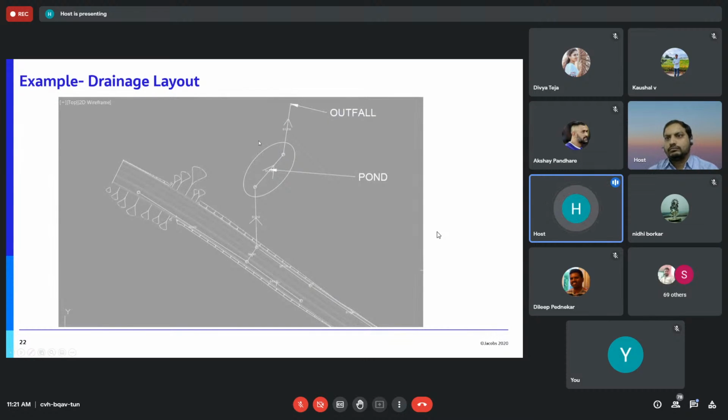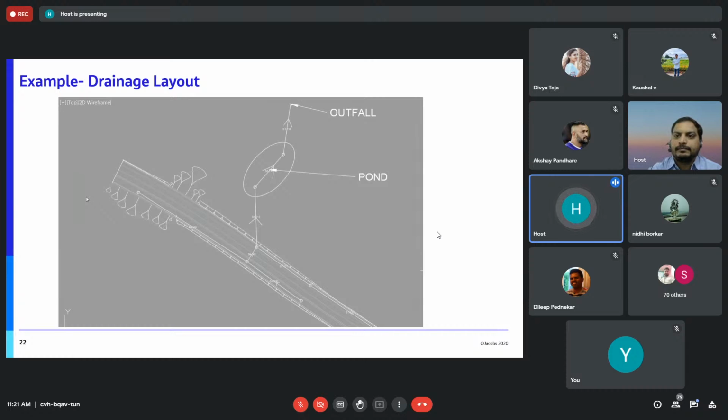So this is a typical layout of the pipe system that we discussed. What you can see is a road alignment. These tadpoles show cutting or filling, how the road is. The lines that you can see are the pipes that I have laid. Okay, and you can see that slowly the water is going towards the outfall, so there is a pond located.